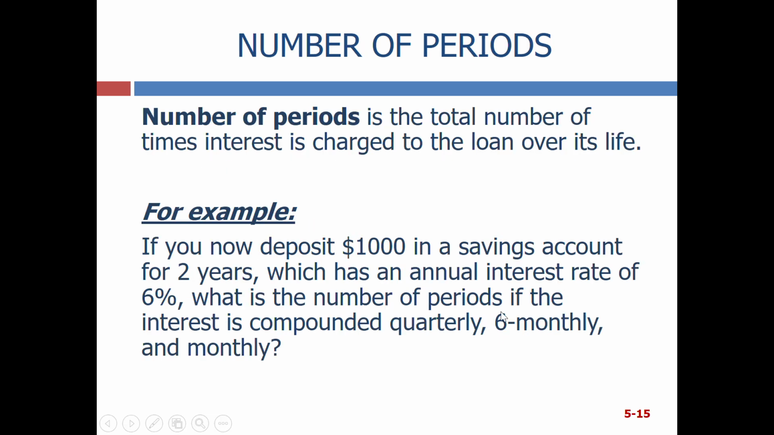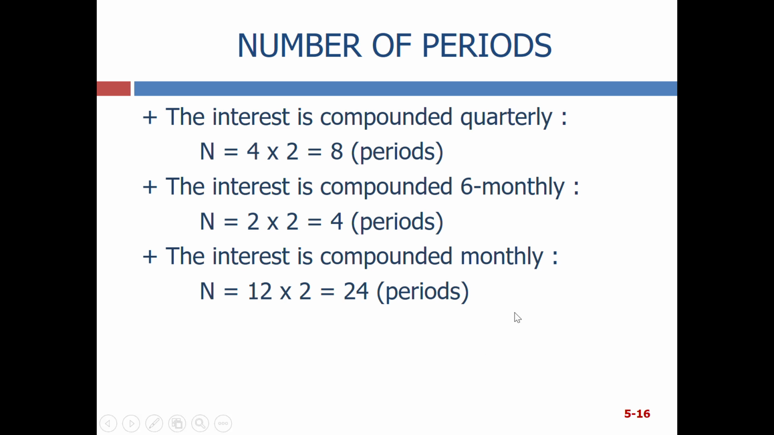About number of periods. Number of periods is the total number of times interest is charged to the loan over its life. For example, if you now deposit $1,000 in a savings account for 2 years, which has an annual interest rate of 6%, what is the number of periods? If the interest is compounded quarterly, 6 monthly, and monthly, I think no one has any problem with this example. It's too simple. The interest is compounded quarterly, meaning it compounds 4 times per year. So 2 years will compound 8 times. Same for the other 2 situations?